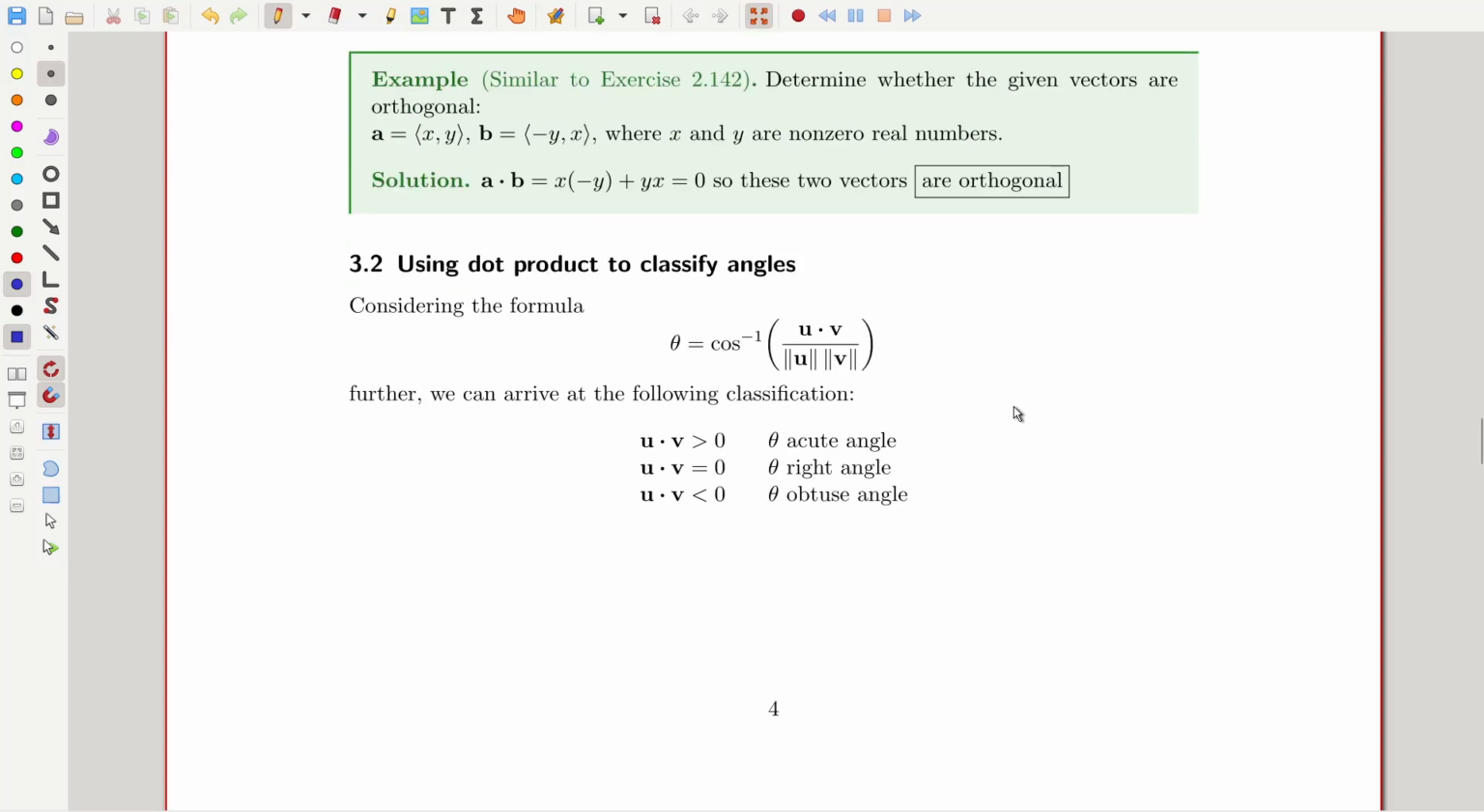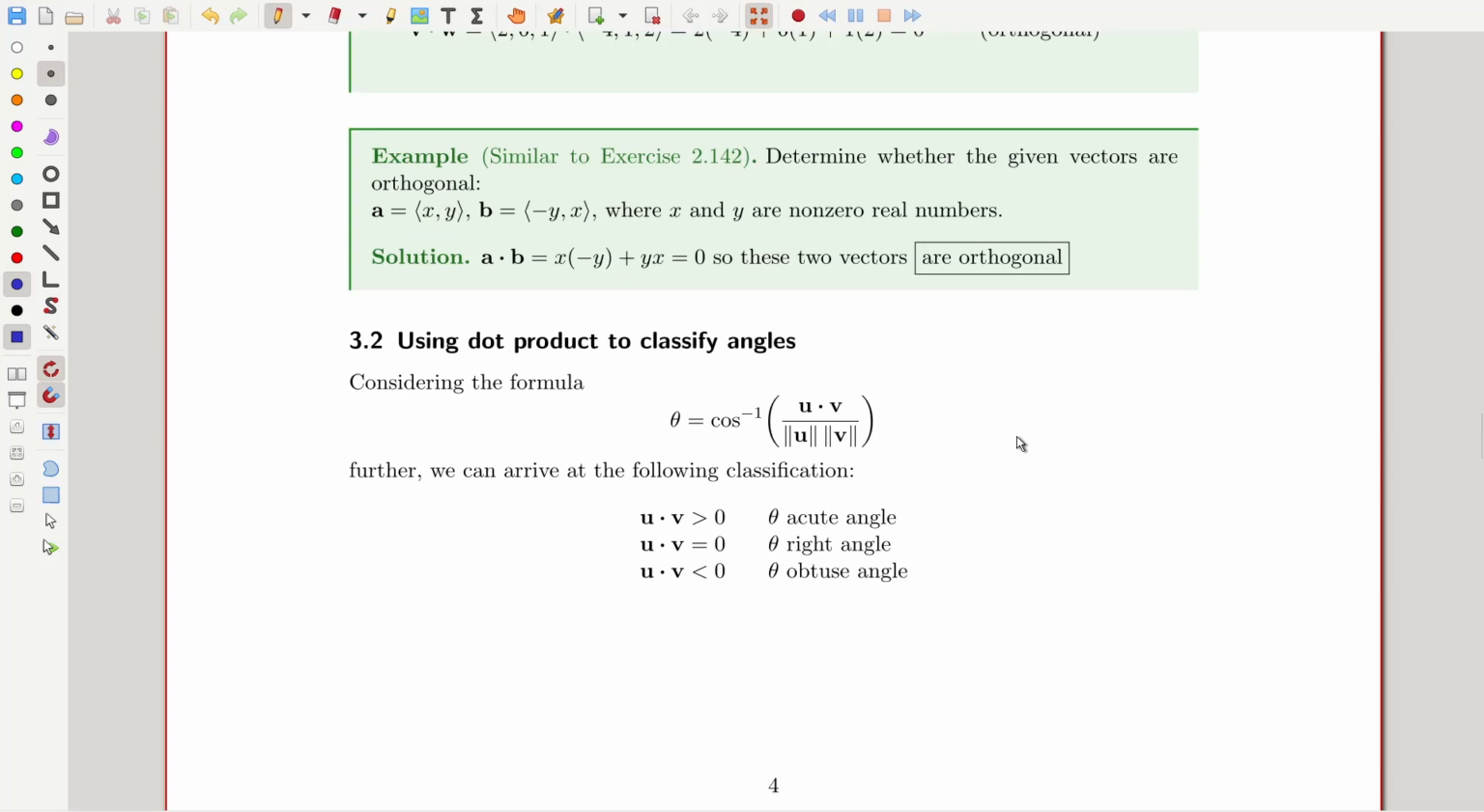I think the last point that I want to make relating these two concepts is actually that the story goes a little bit further. So not only can we detect, using the dot product, whether the angle is orthogonal, whether the angle is a right angle, but we can actually classify the angle based on whether it's acute, obtuse, or a right angle. So that's the classification that I've written below. If the dot product is a positive number, then that means that the angle is acute. If the dot product is a negative number, that means the angle is obtuse.